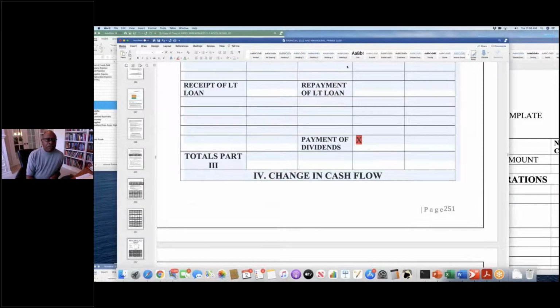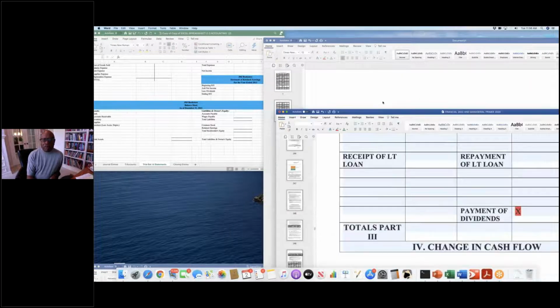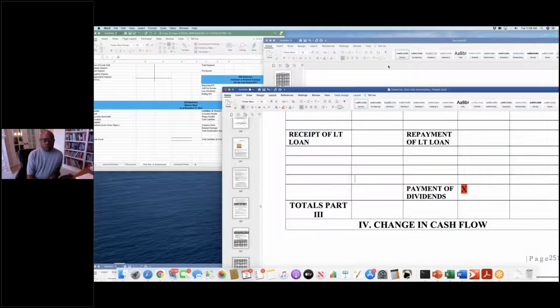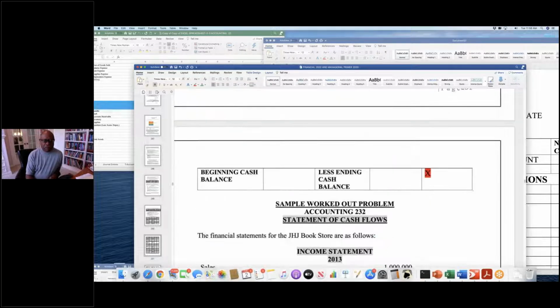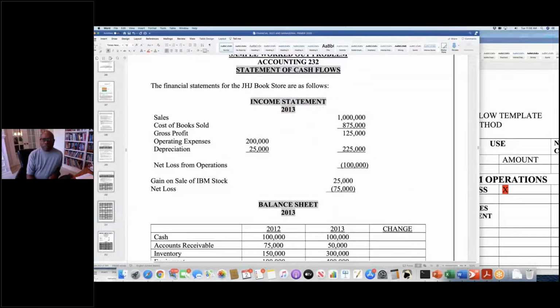All right, so let me put this over here a little bit, and let me put the problem up. Okay, here's the problem. So what you have to do is look at this problem, and it's in your primer. I've got it right here.